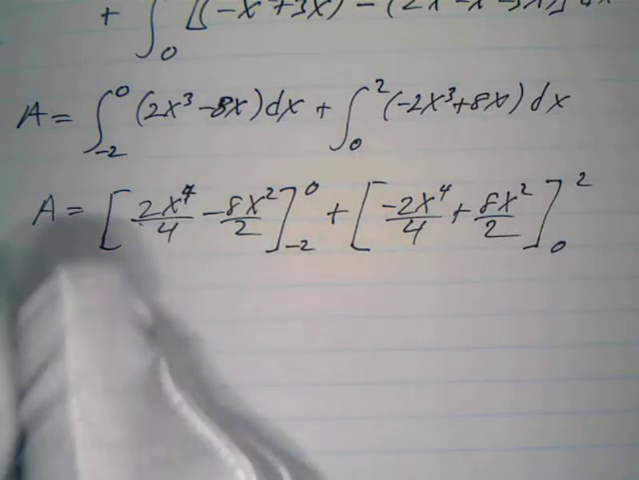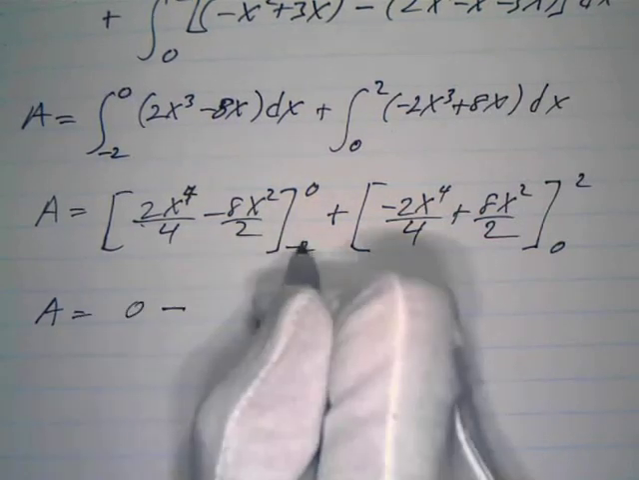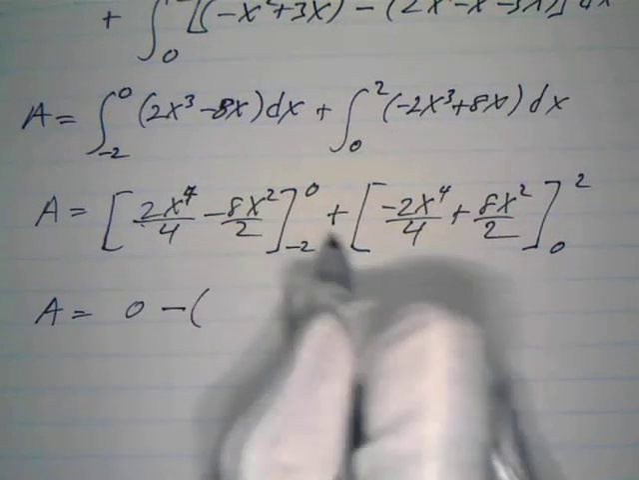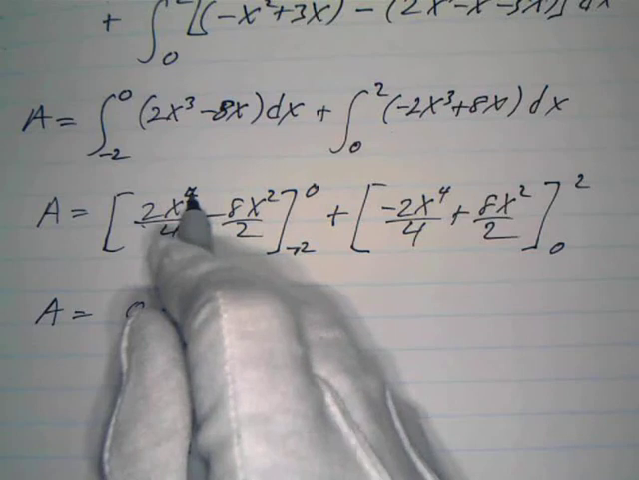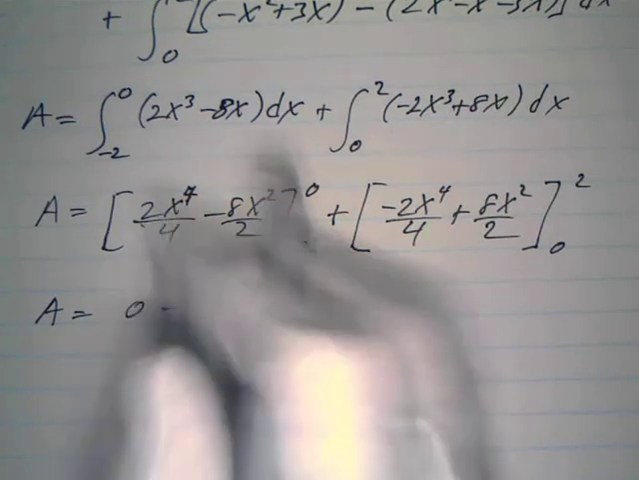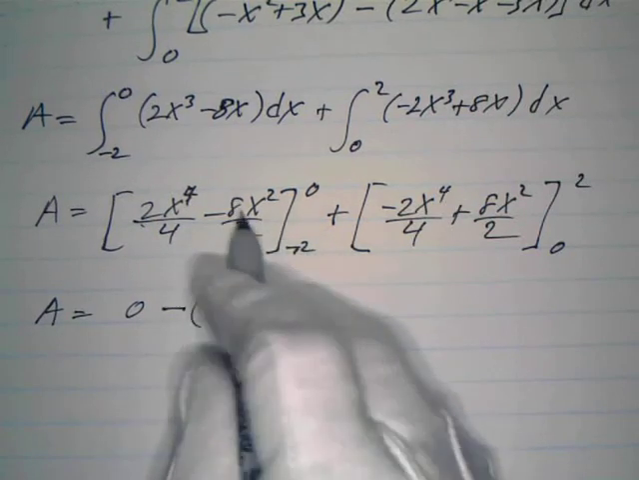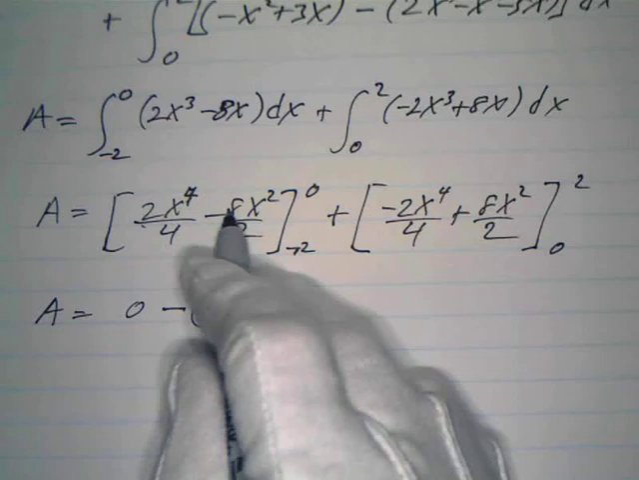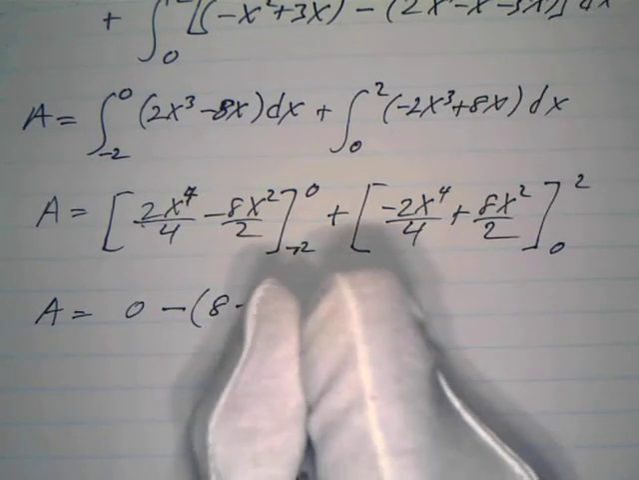Then we substitute in, we get area equals, and if I put a 0 in here, this becomes 0 minus 0, so that's just 0. That's nice. Minus, when I put negative 2 in, that's still going to be positive because it's to the 4th power, so that's going to be 16, 32 divided by 4 is 8, minus, that's going to be 4, and then 2 goes in 8 4 times, and negative 2 squared is 4, so 4 times 4 is 16.